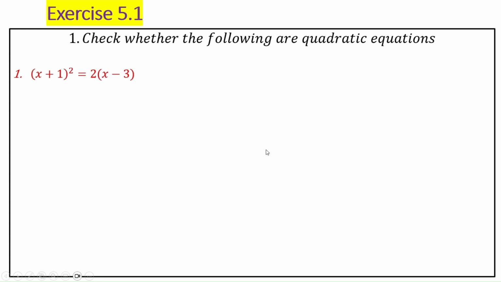Okay, let's see the exercise 5.1. Check whether the following are quadratic equations or not. Okay, if you see here, you have a LHS side, you have one x square term. If you expand x plus 1 whole square, you get 1 x square term, and other side there is no x square term. So you will be left with the x square term. So it's a quadratic equation. So finally, it is the x square plus 7 equal to 0.